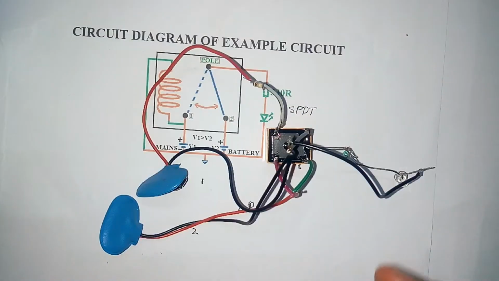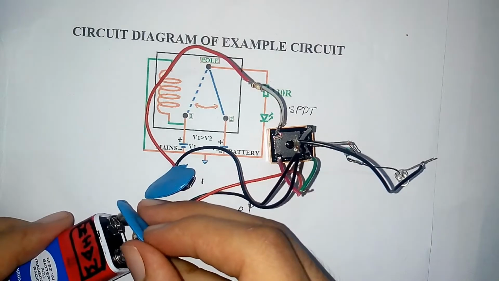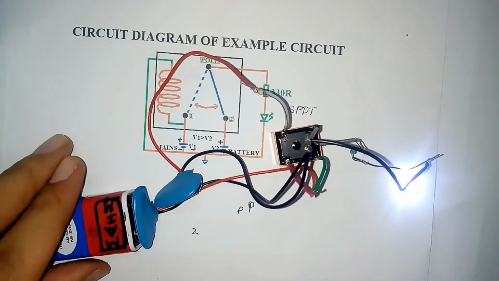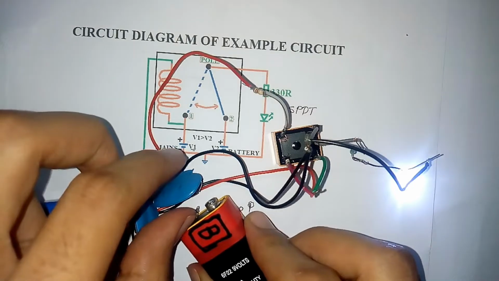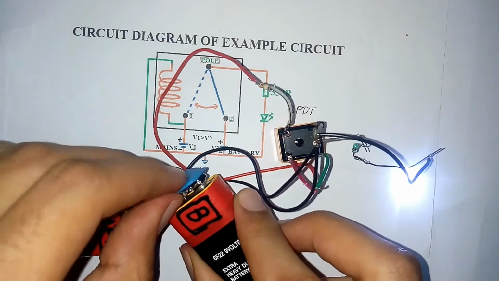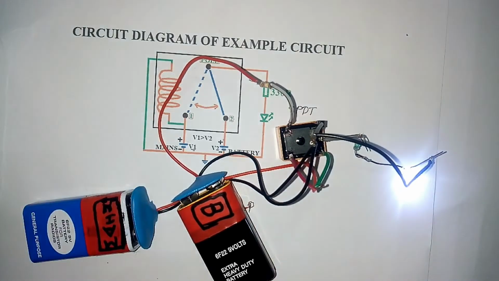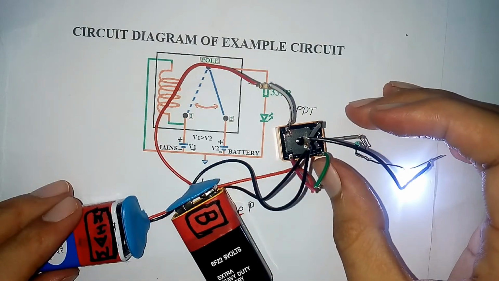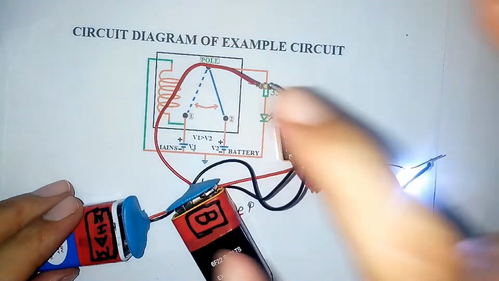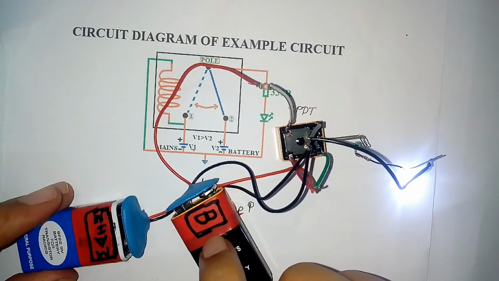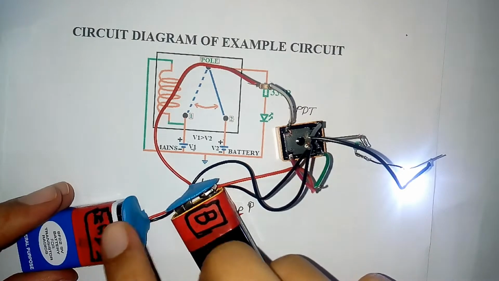Now let's light it up. Here goes the main power. And here is the battery. This green wire is the trigger pin. As soon as the main supply goes off, the power will be switched from main to battery.